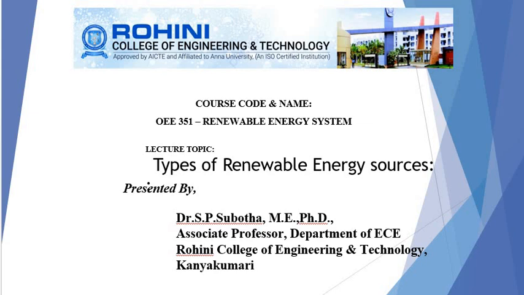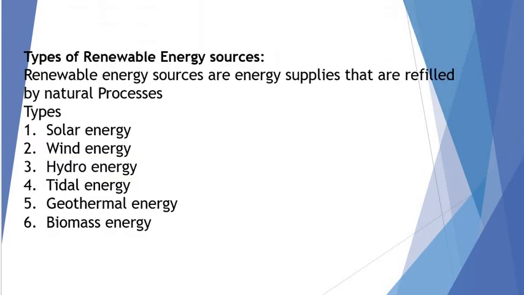Dear students, now we are going to see the subject renewable energy system. Under that, the topic is types of renewable energy sources. Under the types, we are going to see the different types of renewable energy sources that are refilled by the natural sources. Examples are solar energy, wind energy, hydro energy, tidal energy, geothermal energy, and biomass energy.